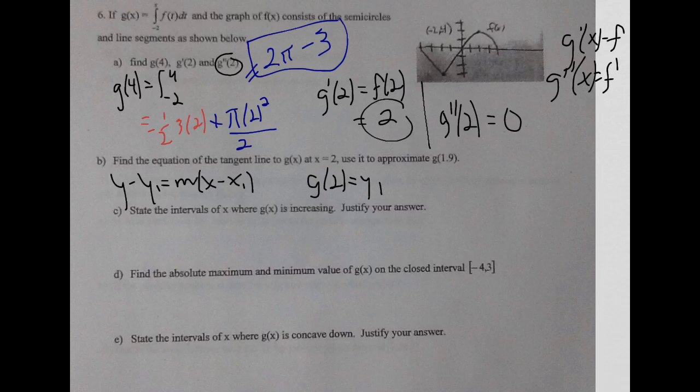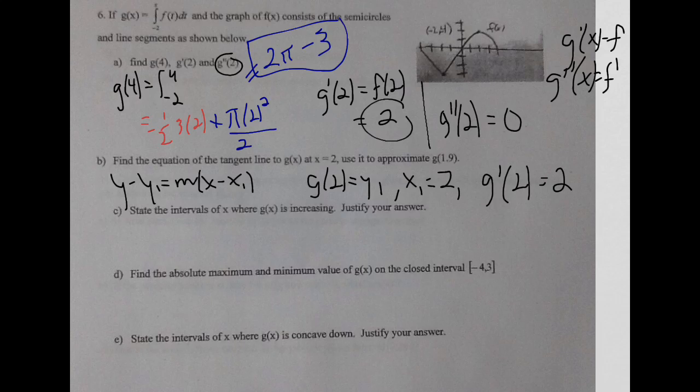And then x1 is equal to 2. The last part is to figure out what the m is. That's going to be g prime of 2, since g is the function that we're trying to get a tangent to. You should see in the previous one, we found that g prime of 2 was 2. So I've actually got all my pieces already done for me.